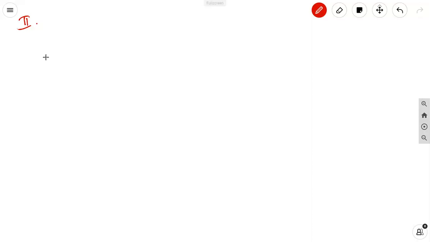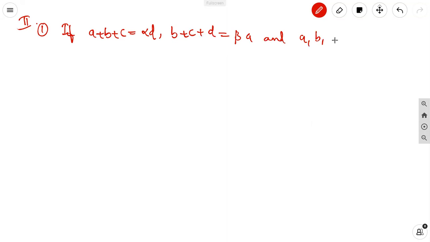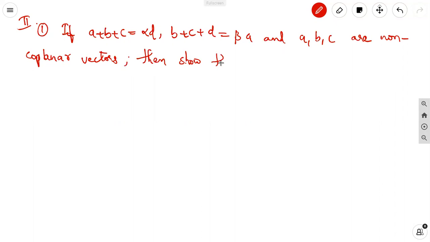In the vector second bit, the first problem is: if a plus b plus c is equal to alpha d, b plus c plus d is equal to beta a, and a, b, c are non-coplanar vectors, then show that a plus b plus c plus d is equal to 0.